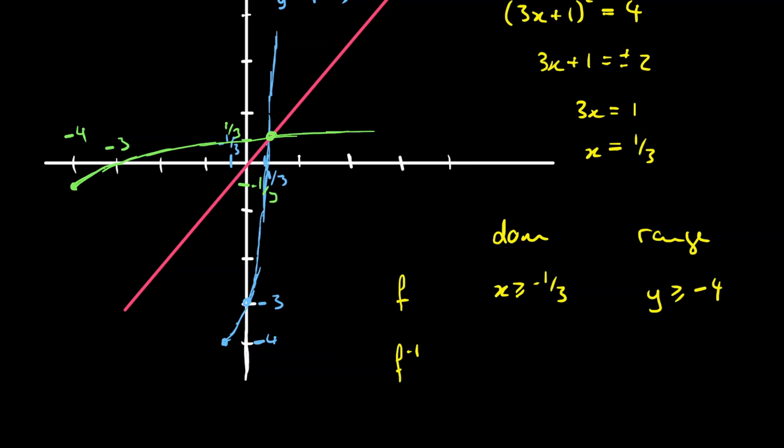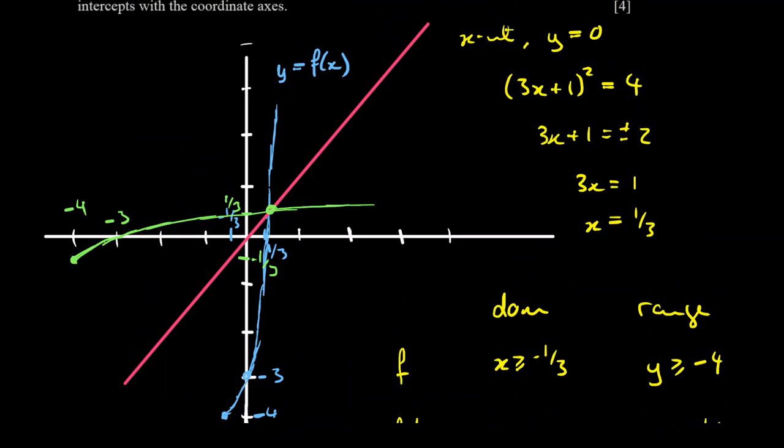Well, if an inverse function switches the inputs and the outputs, if it inverts them, then the set of all the inputs for the original function is going to become the set of all the outputs for the inverse function. So the domain becomes the range. So the range of the inverse function is going to be y is greater than or equal to negative a third. And similarly, all of the outputs for the original function are going to become all of the inputs for the inverse function. So the domain for the inverse function is going to be x is greater than or equal to negative 4, because that's the same as the range of the original function.